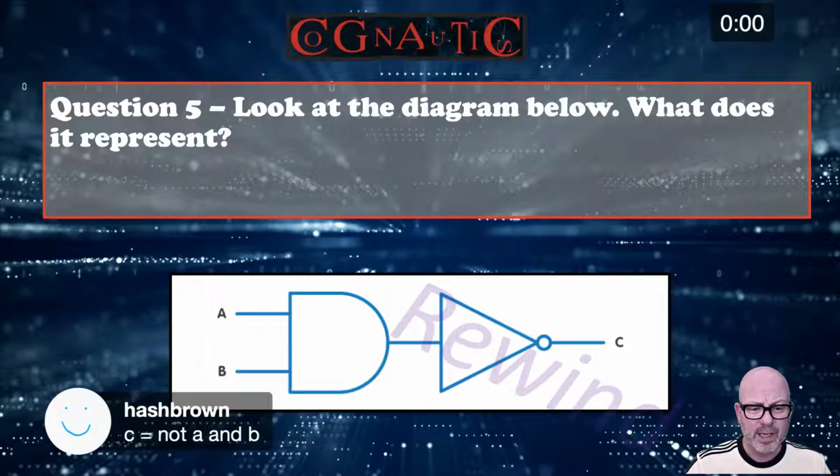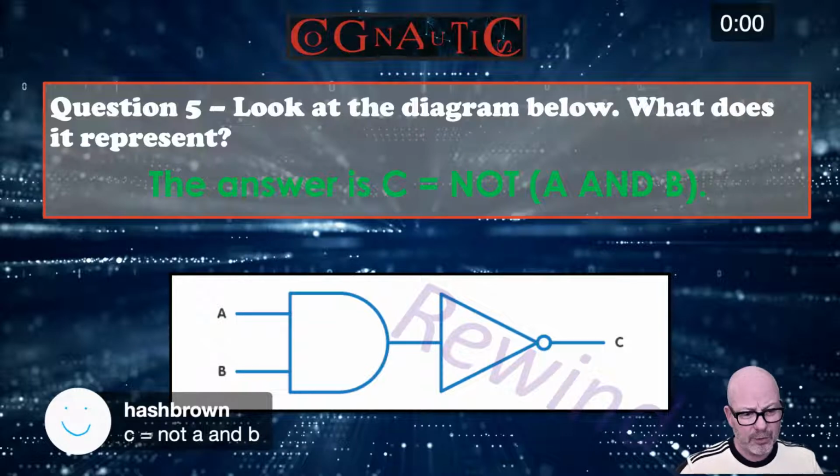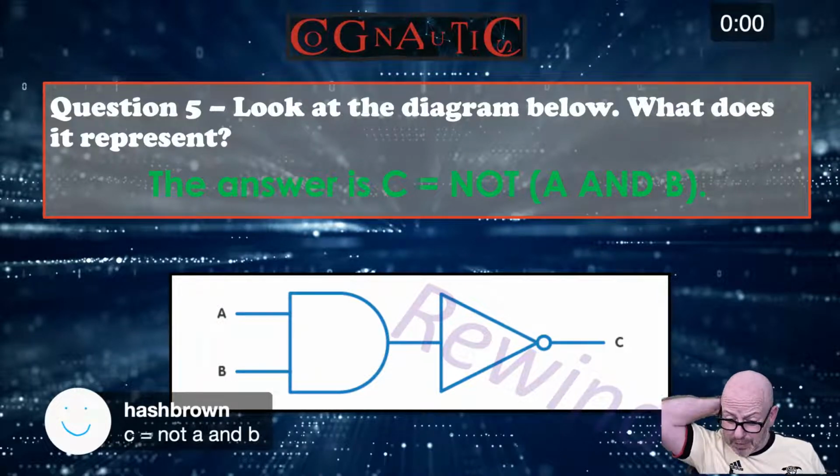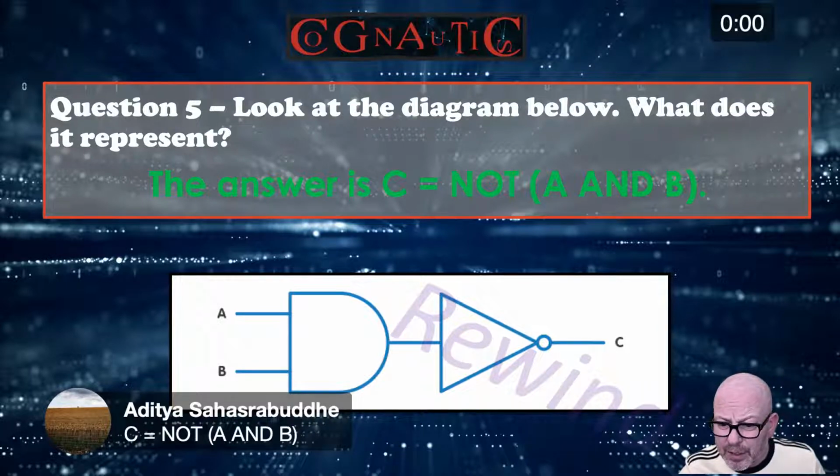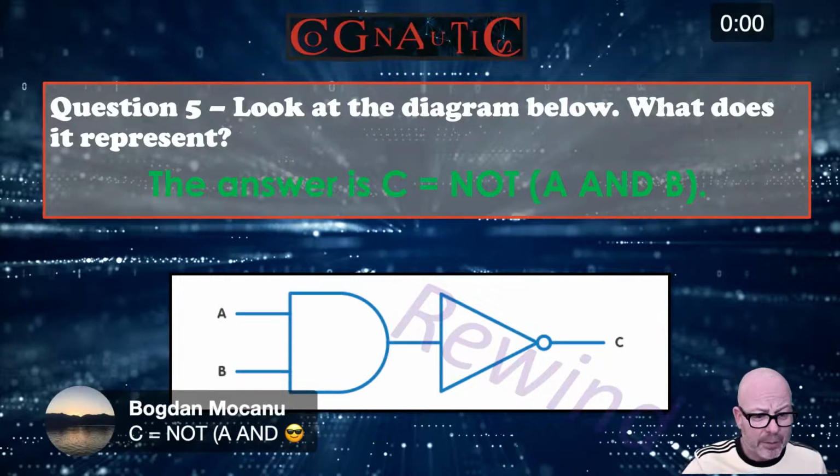Shall we see how you did with that? The answer was C equals not A and B. So just the brackets that were missing there. And Aditya, that was spot on for you, and Bogdan, that would have been spot on had the man in the sunglasses not got in the way. So yeah, that's all pretty sorted. You're happy with those?